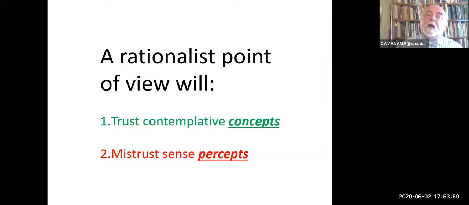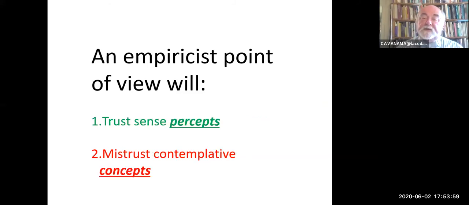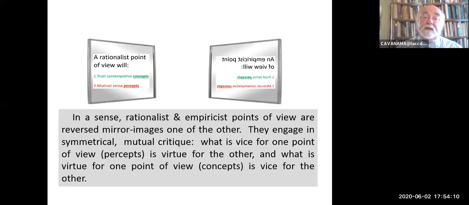So a rationalist point of view will do two things. It will trust contemplative concepts and mistrust sense percepts. And an empiricist point of view is kind of the mirror image. It will trust sense percepts and mistrust contemplative concepts. So they're parallel to one another, like we could see them in a mirror. They engage in a symmetrical critique, a mutual critique. What's vice for one is virtue for the other. What's virtue for the one is vice for the other.